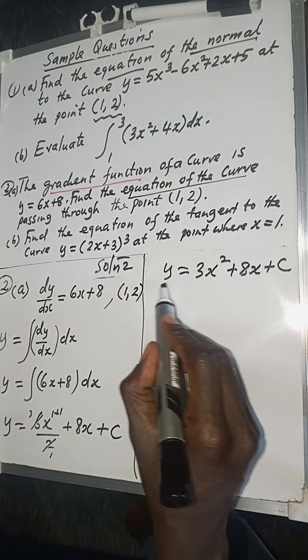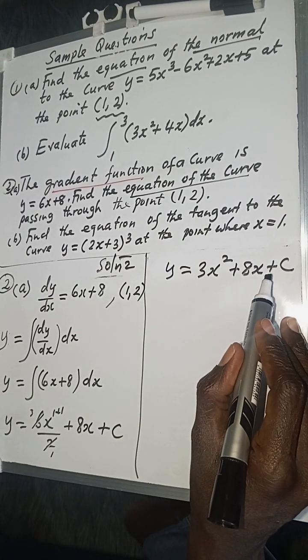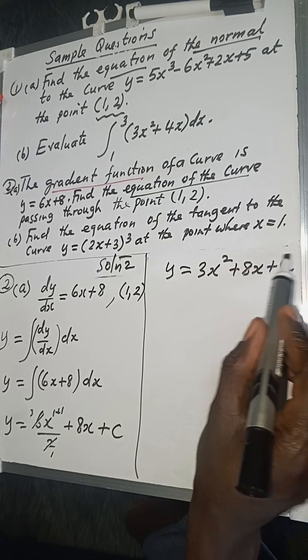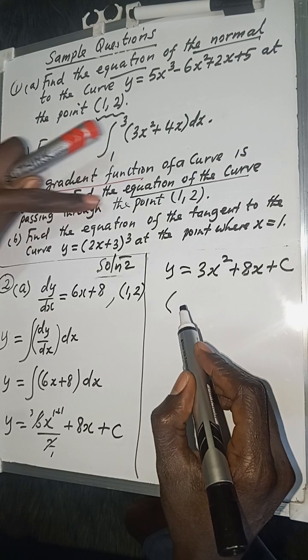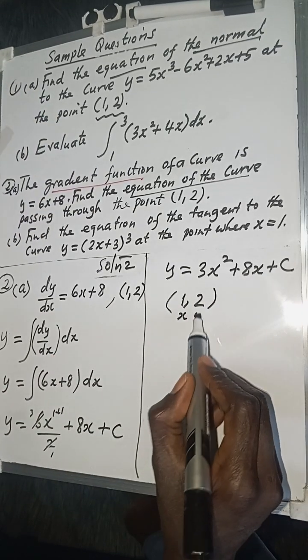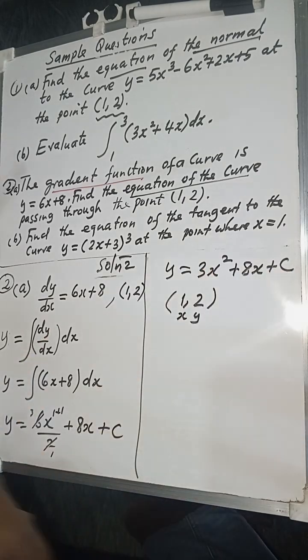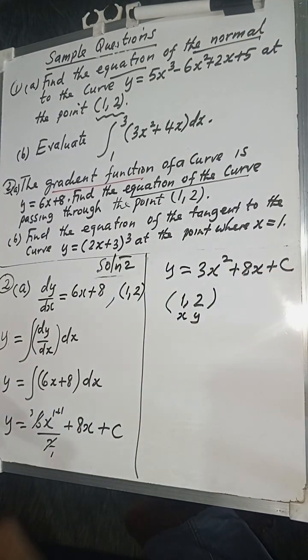Okay, so now we have this one. It's taking us to the equation of the curve. So we need to find that c. How do I find that c? Well, they told you that the curve is passing through the point (1, 2). So we are going to use this point and replace them there so that we can know c. Once we know c, that will give us the equation of the curve.